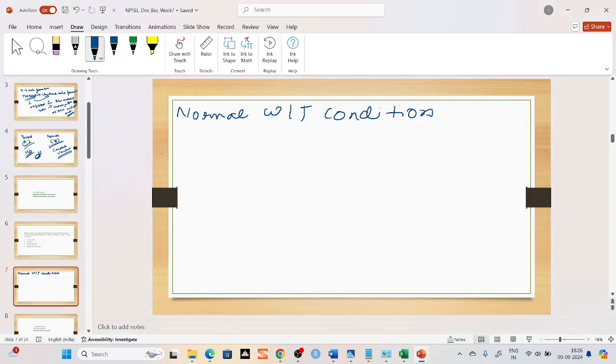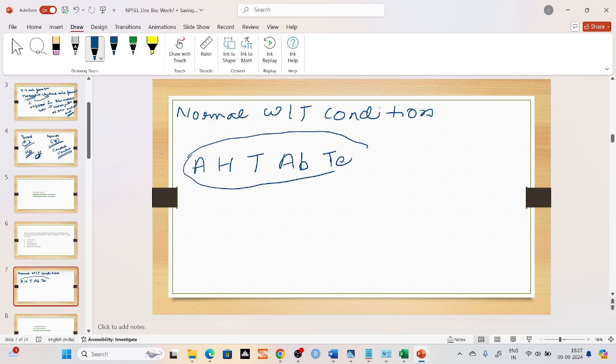acron. So first is your acron. I'll just write A. Then comes your head. Then comes your thorax. Then comes your abdomen. And then comes your telson. Telson specifies the tail. This is head, thorax, abdomen. Telson is the tail. So this is the normal case. So a wild type case has this.